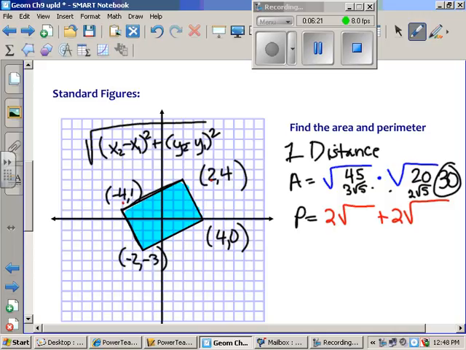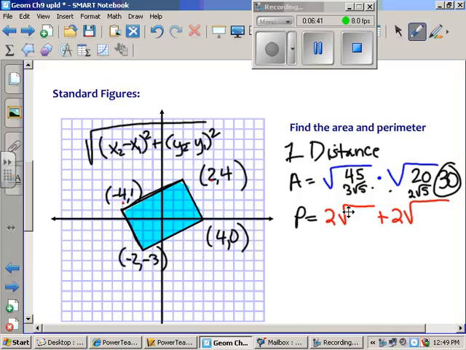Does it matter? The perimeter, same thing, right? The same lengths are the same, right? These two are both going to be 45, and these two are both going to be square root of 20, right? I mean, they're the same.